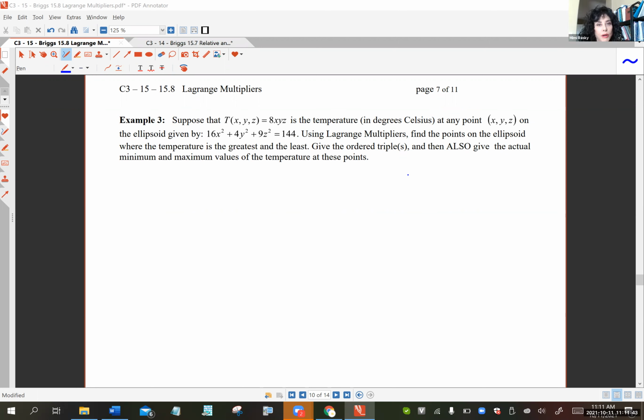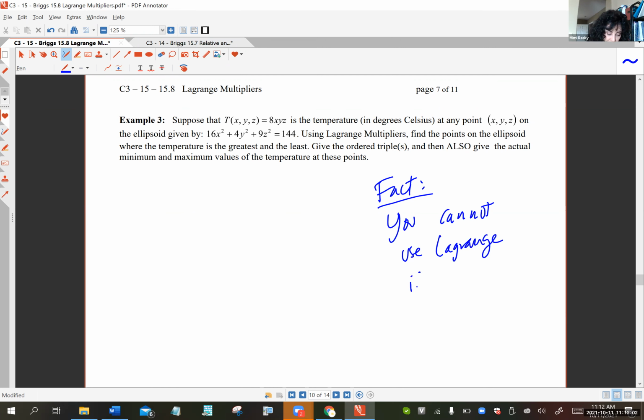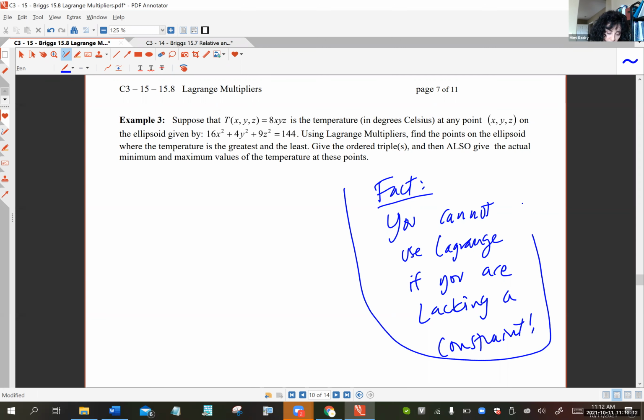So to answer that question, I want to be very clear. Here's the fact: you cannot use Lagrange when you lack a constraint. Although Lagrange is a great method, I love him, if you are lacking a constraint, you cannot use it. Well, is that ever going to be the case? Yes. Have we done a problem where we lacked a constraint? Yes. When? I'm going to show you.